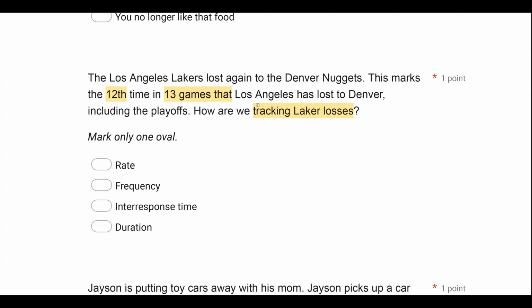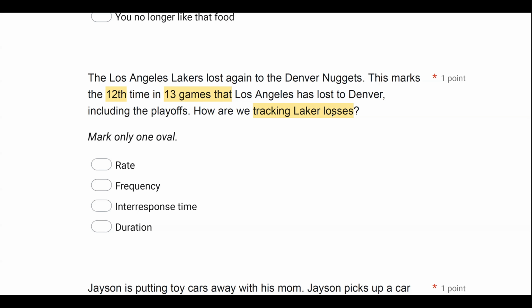So, how are we tracking losses specifically? A, rate. Rate does include frequency, but rate also includes a time component. And we're not looking at any sort of rate, right? It's not games per whatever. It's just 12 times in 13 games. We don't have a rate calculated here. What we do have is a frequency.